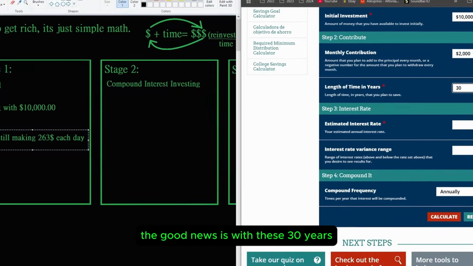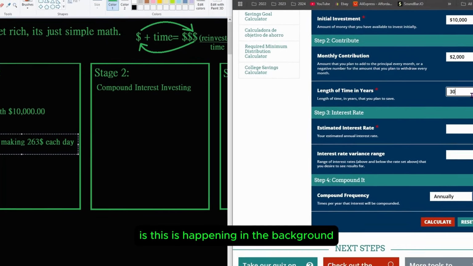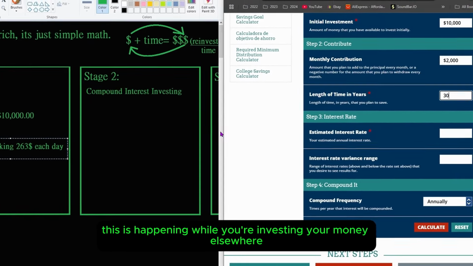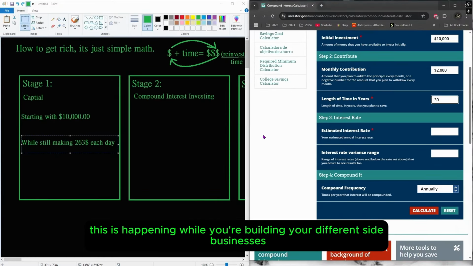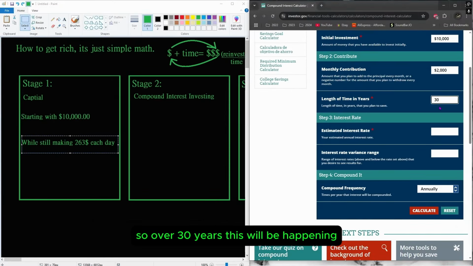The good news with these 30 years is this is happening in the background. This is happening while you're investing your money elsewhere. This is happening while you're building your different side businesses. So over 30 years, this will be happening. Set this up and let it run for you. This will build you wealth just as a byproduct.